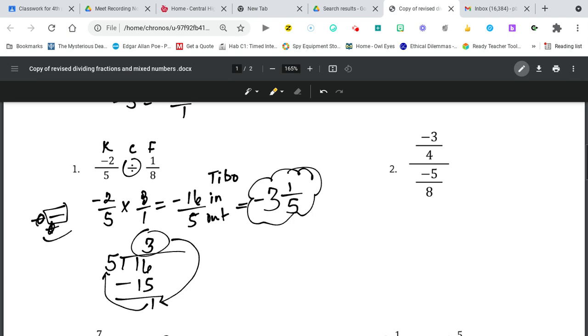And that's simplified. Number 2 is written in what we call complex form. It's a complex fraction. It's a fraction within a fraction. If you see them written like this, just rewrite it as negative 3/4. And this bar is going to be representative of your division sign. So divided by negative 5/8. And then just keep, change, and flip.